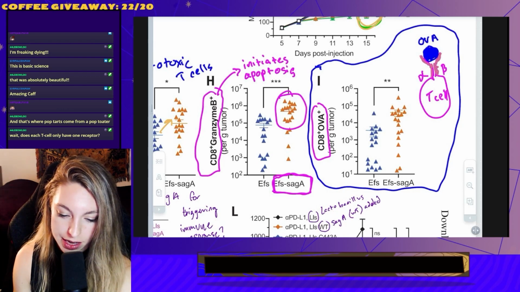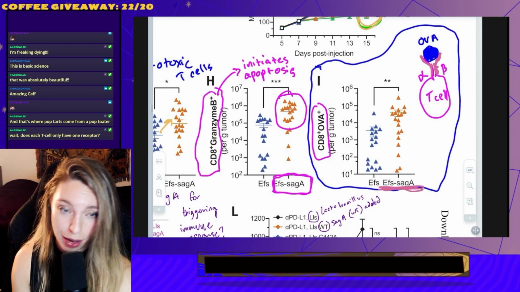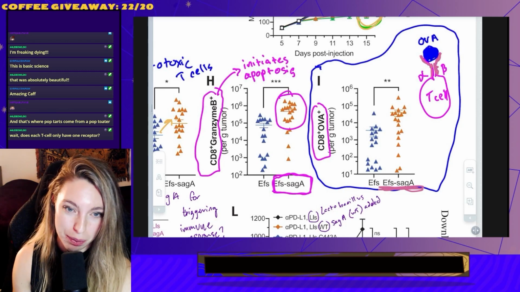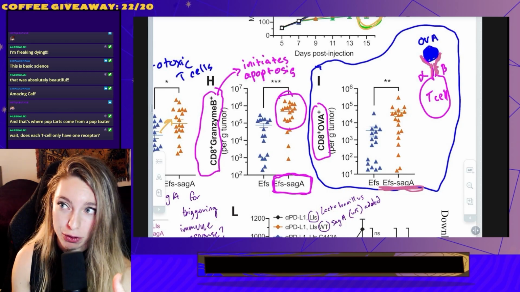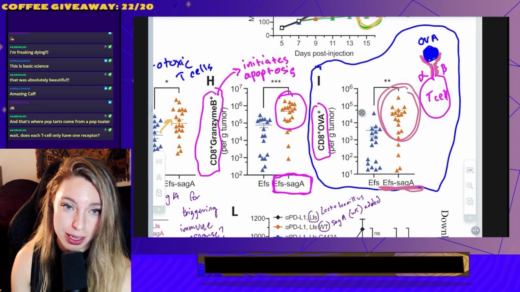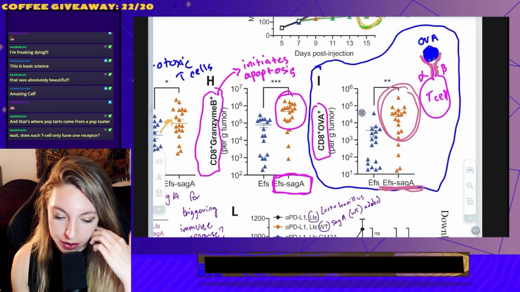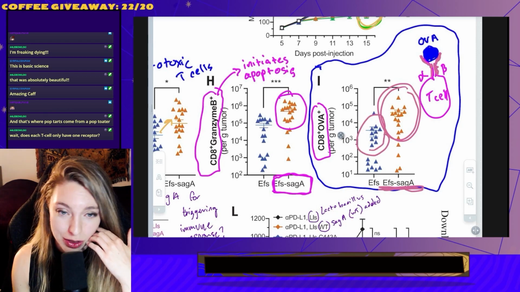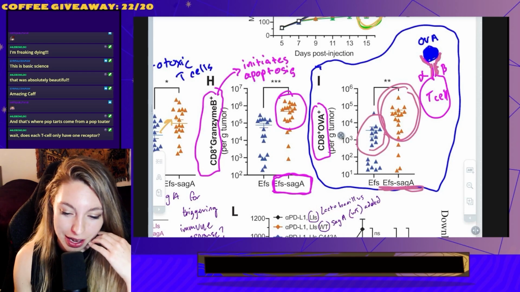So you can see that here in this graph. In the SagA tumor, or in the SagA treated mice, which we know have a better response to the cancer, you can see that there's way more of these OVA-specific T cells, which means they've made more copies of themselves, versus in the shitty bacteria-treated mice, okay?